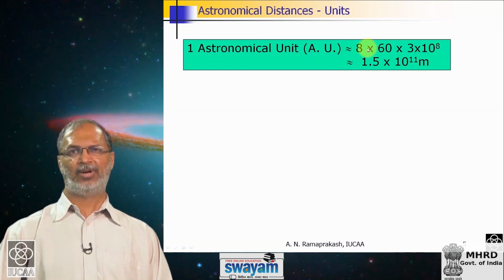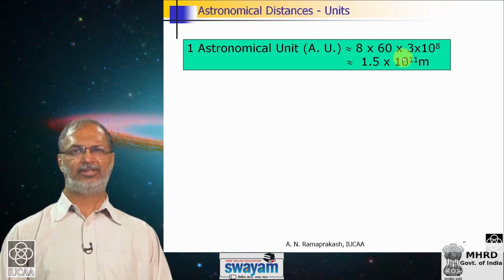So, if I multiply 8 minutes by 60, you get 480 seconds, multiplied by the speed of light, you get about 1.5 times 10 to the 11 meters as a typical distance between Earth and Sun. That is the radius of the orbit at which Earth goes around the Sun. This distance is usually called an astronomical unit, 1 AU. It is about 1.5 times 10 to the 11 meters.